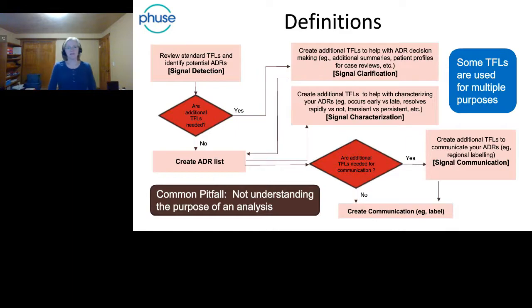So this slide is just going through the flow from signal detection through signal characterization or clarification through communication. Some tables, figures, and listings are used for multiple purposes, but some are meant for a particular purpose, right? There are cases where a particular regional label might want to display the ADRs a certain way, and it's okay that something like that is created for that label without then trying to make it be part of your signal detection package, right?